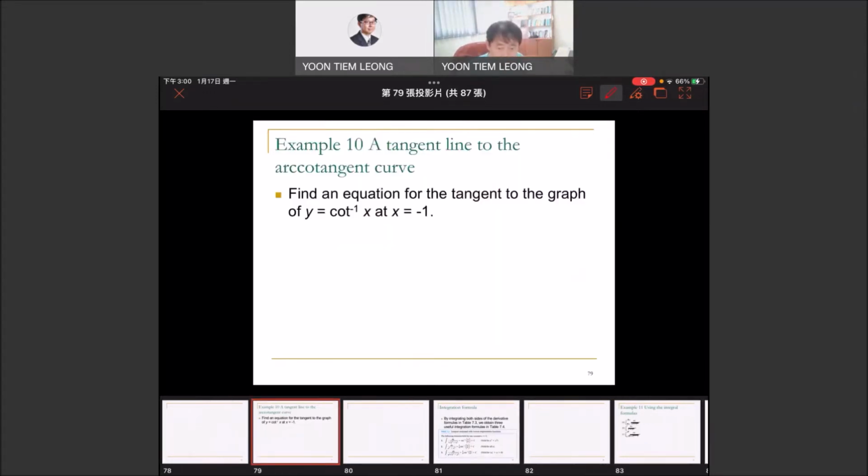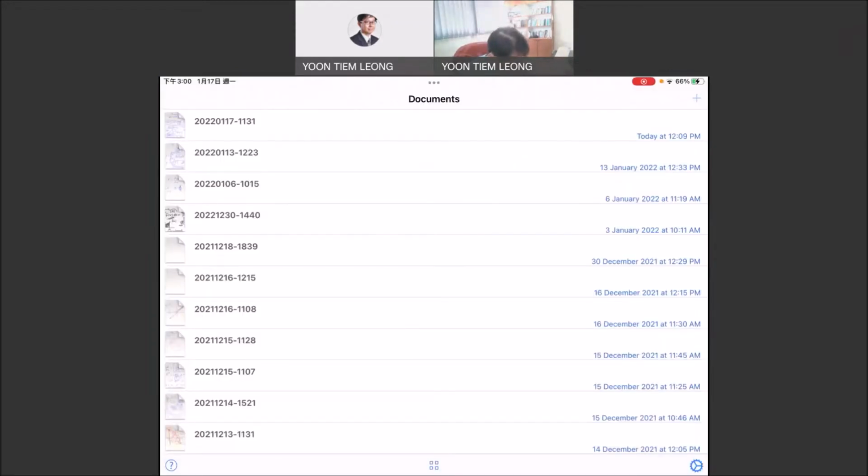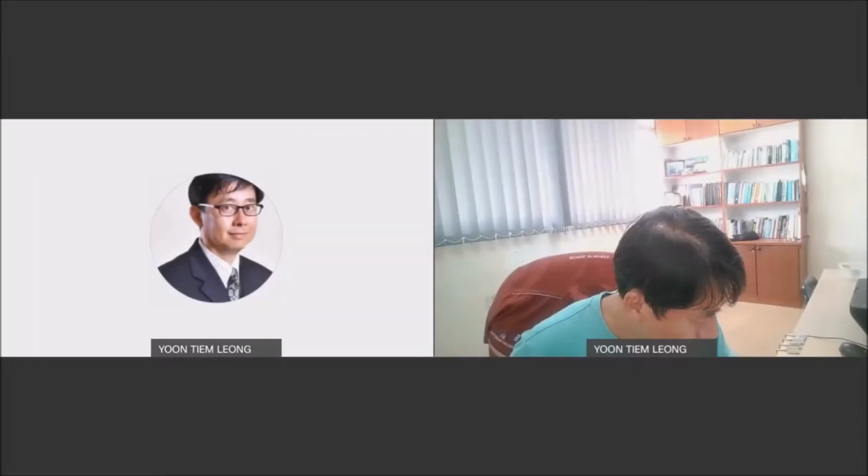So I need a graph to answer. This is the question that I want to do. My question is that I want to know what is the function. So the function is y equals arctangent, right? And I want to know the slope at x equals minus 1.